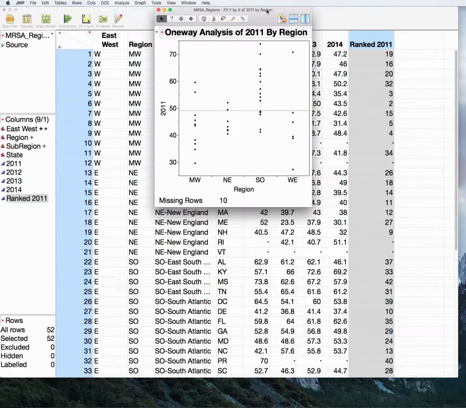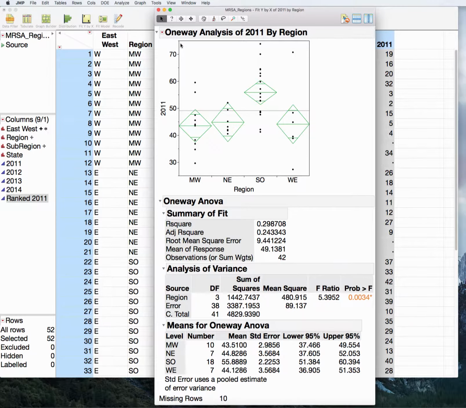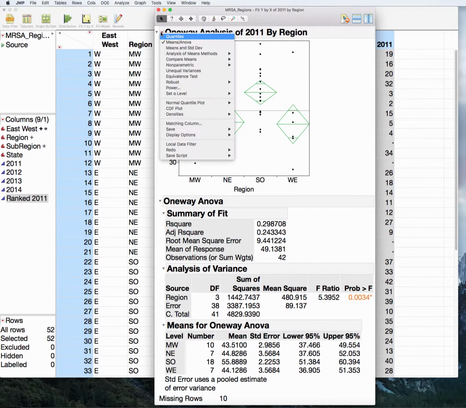Back to our one-way analysis of variance for the 2011 percent antibiotic resistant MRSA infections by region. If we assume normality and we want to run an ANOVA, assuming equal variance as well, our test showed us that we had a statistically significant difference in means. The question is where? To get that out of JMP, we can go to the compare means option.